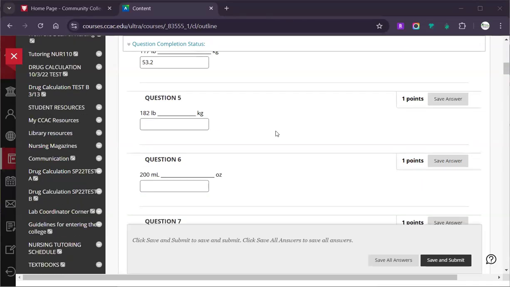Same thing for this one. I'm just going to take 182 divided by 2.2. And again, I'm going to get a number that looks like 82.7272, just keeps repeating. So I'm going to use the same strategy. I'm going to look in the hundredths place. That's a 2. That number is less than 5, so I'm not going to do anything. I'm not going to round that up. I'm going to leave it as 82.7.